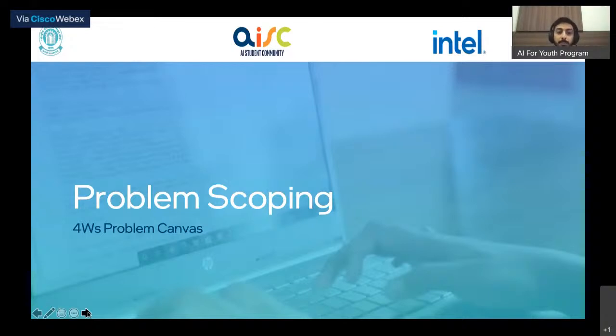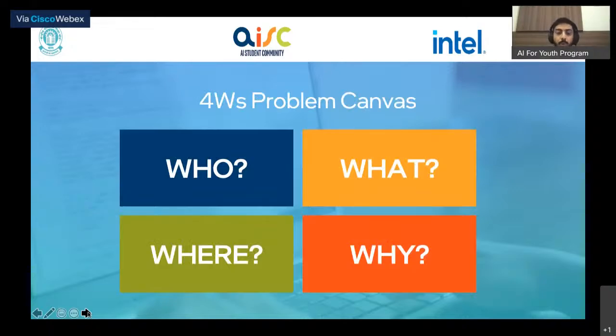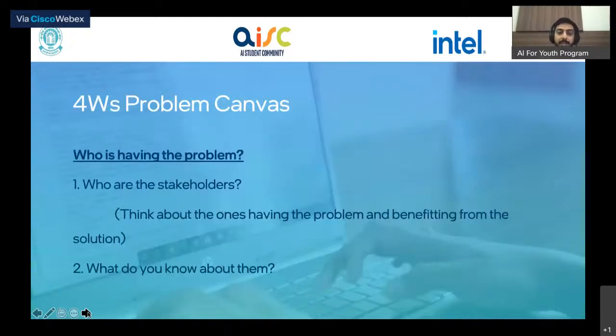So let's begin the 4W's problem canvas. The 4W's are who, what, where, and why. Let's begin with the first W, which is who. In this canvas, we are looking at the people who are facing the problem. Who are the people who are facing the problem? Those are the ones who will benefit from the solution that you will make, isn't it?